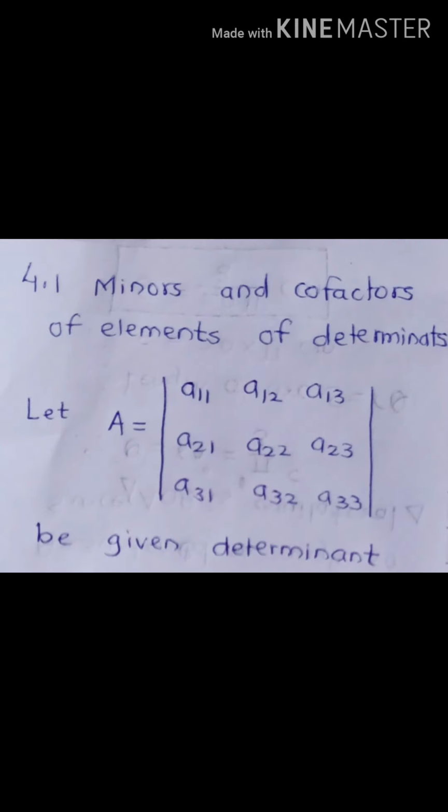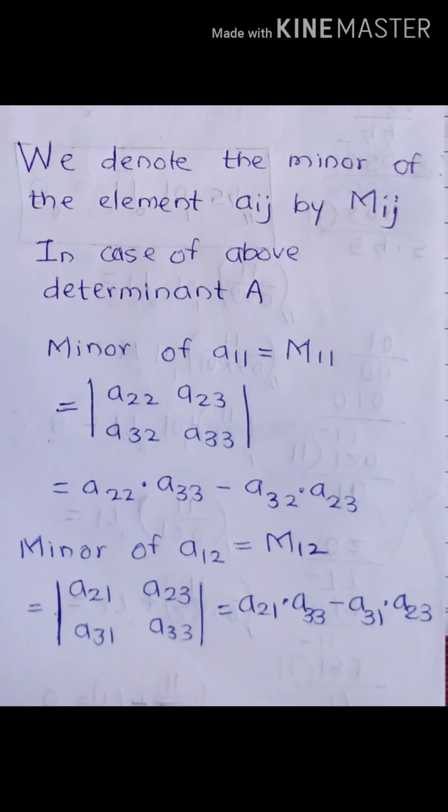Now consider the minor for A12. That is, we have to hide the first row and second column. You will get the minor of A12, that is M12, the determinant with rows A21, A23 and A31, A33. Solving the determinant, A21 into A33 minus A31 into A23.